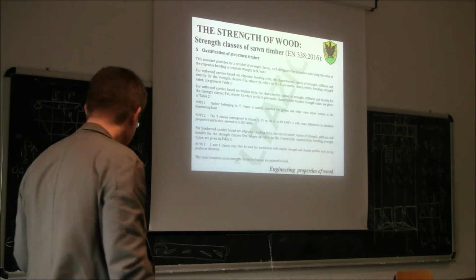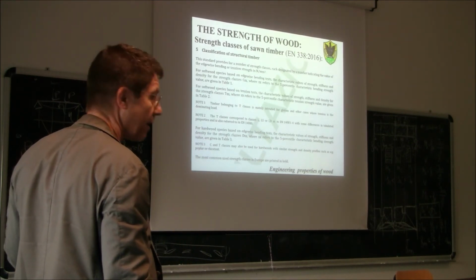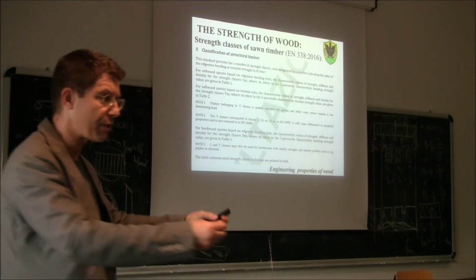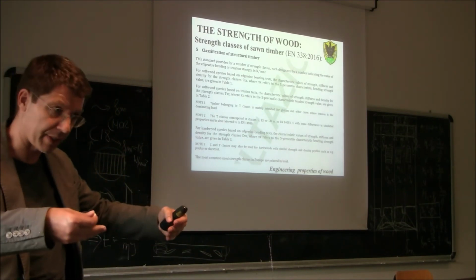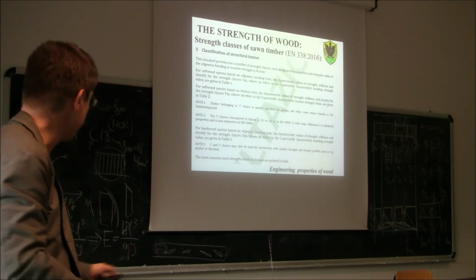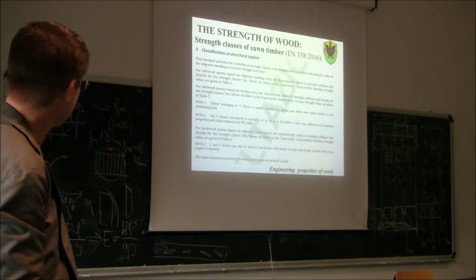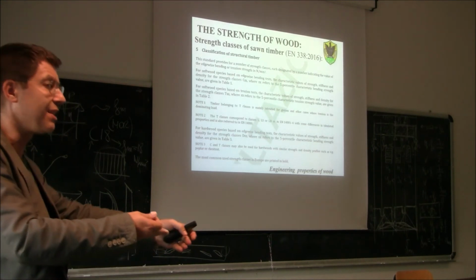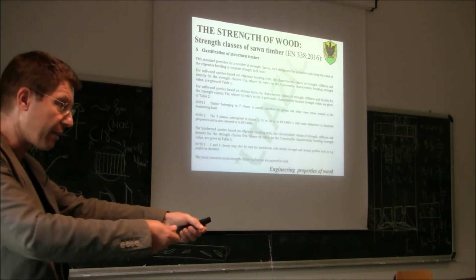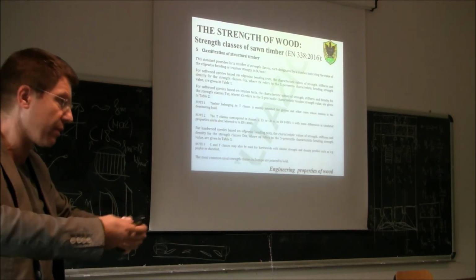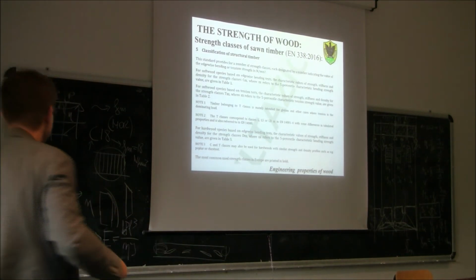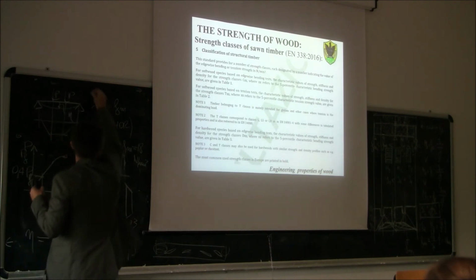So the C classes are the classes that have been tested in bending. If one piece of wood has been tested in bending, it's been classified in bending, then you use the notation C. If the piece of wood has been tested in tension, like you have a plank, instead of testing the plank in bending, you can test it in tension, then the strength class is indicated with T.